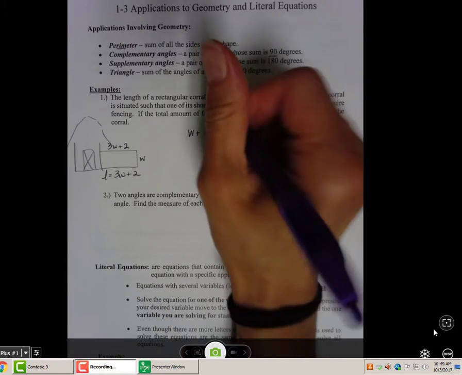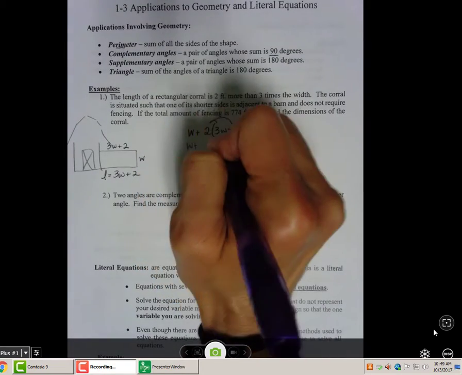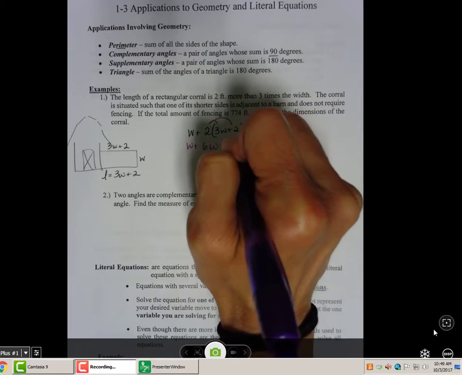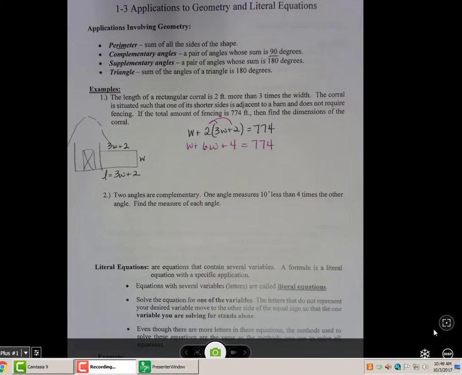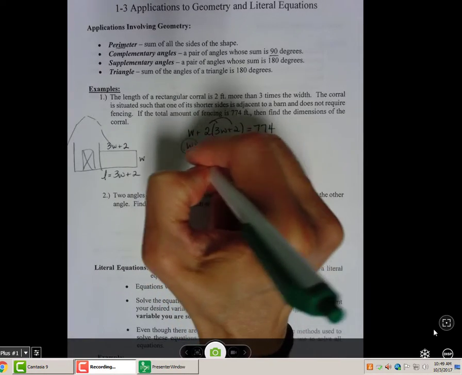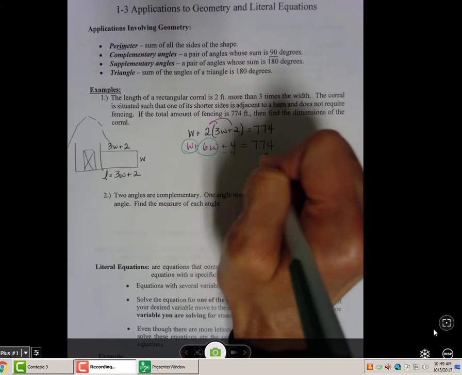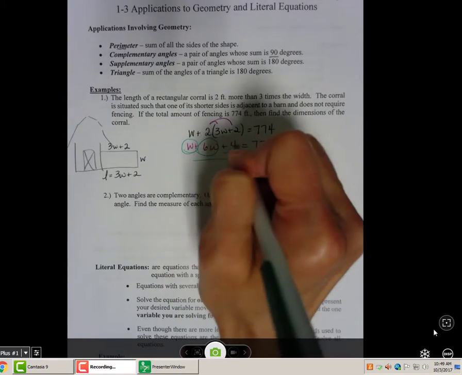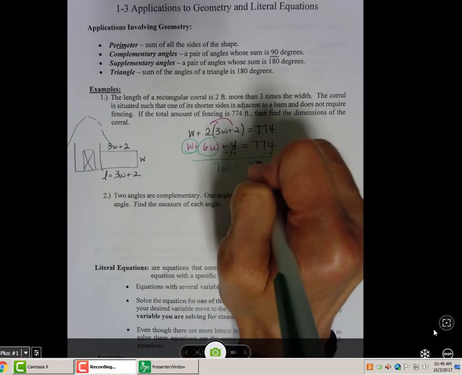Okay, and then we'll put into practice all of our properties. So we're going to go ahead and distribute. We have W plus 6W plus 4 is equal to 774. And then we'll go ahead and solve. So I'm going to do 2 steps at once. I'm going to go ahead and combine my like terms on this side, and at the same time I'm going to subtract this 4 so I can start to isolate the variables. So here I have 7W equals 770.